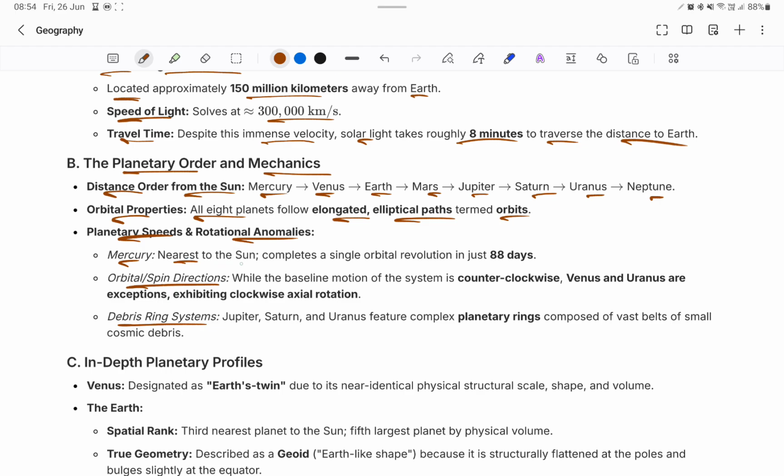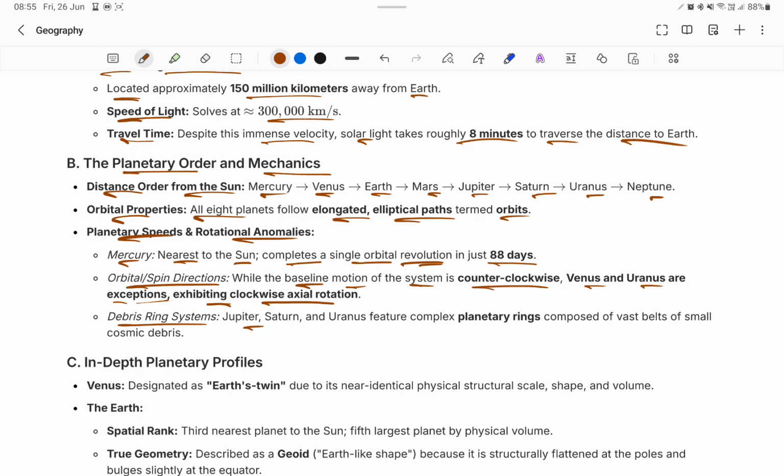Mercury, nearest to Sun, completes a single orbital revolution in just 88 days. Okay, it's revolution, not rotation. Orbital or spin direction: while the baseline motion of the system is counterclockwise, Venus and Uranus are exceptions, exhibiting clockwise axial rotation. Others are counterclockwise, that is anti-clockwise.